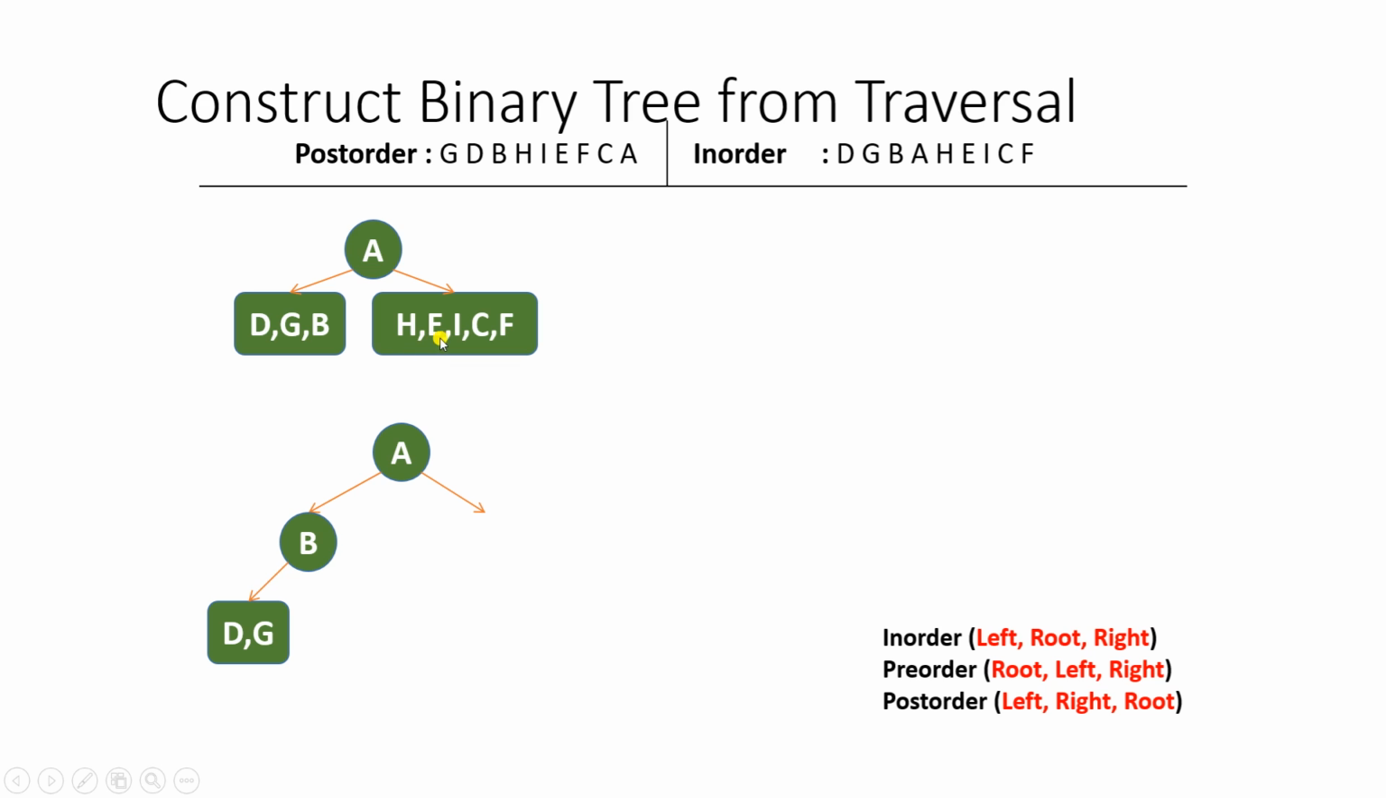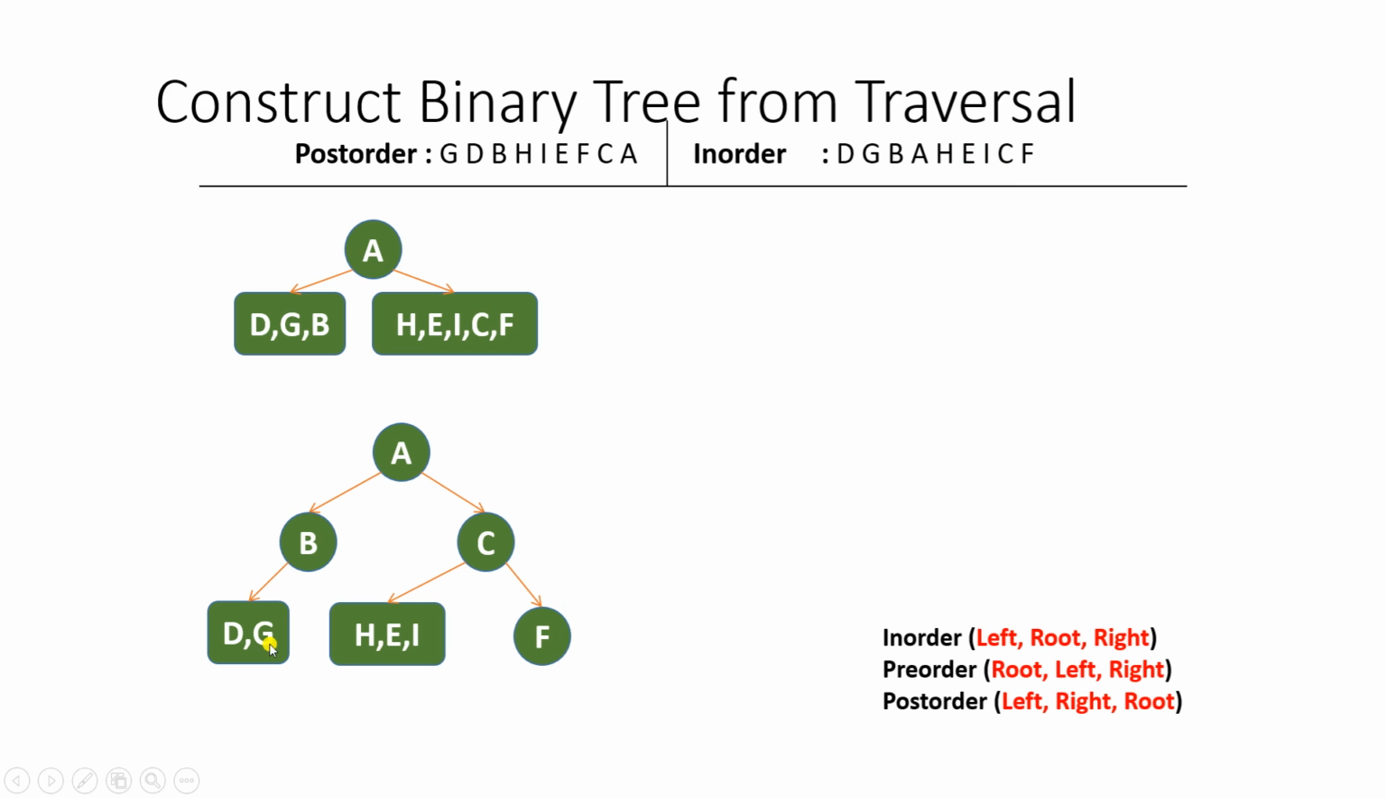In case of H E I C F, if we see the post order, C is the last node, so that is treated as the root node. And when we compare it in order, to the left of C we have H, E and I. So H, E and I is to the left, and to the right of C you have F.